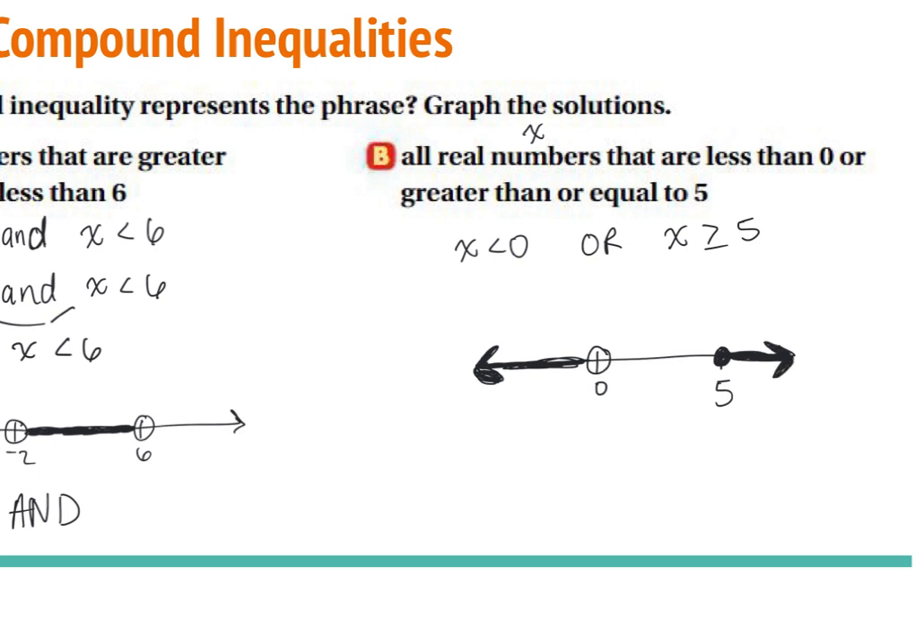If you're using the Anthony method, see how this inequality matches up with this arrowhead, and same thing over here. X is less than 0, which matches up with that arrowhead.